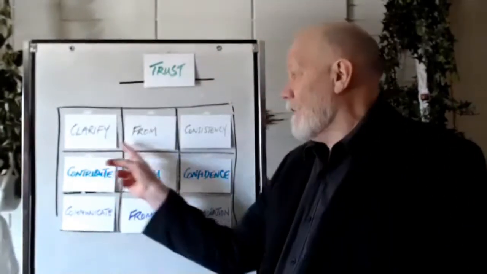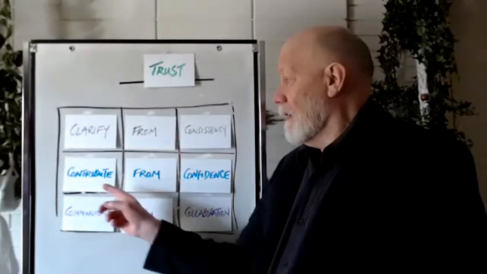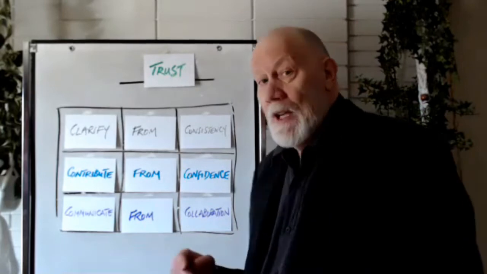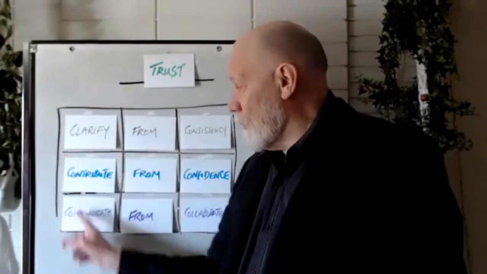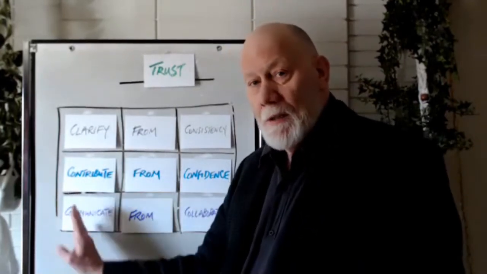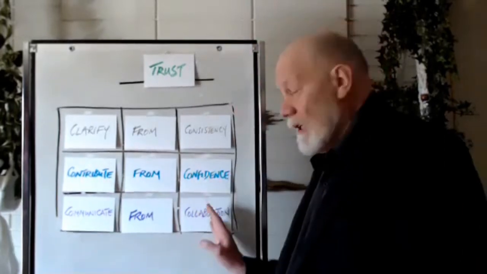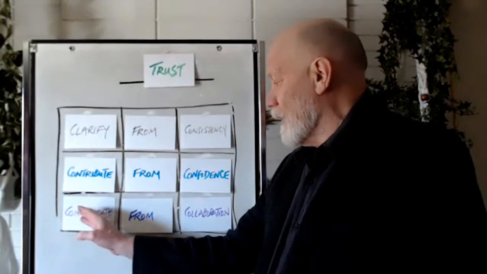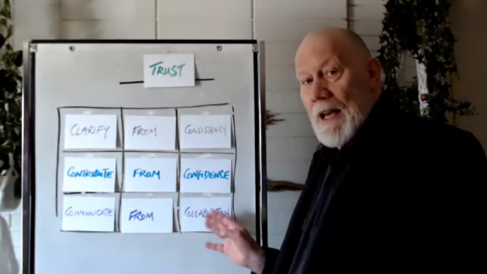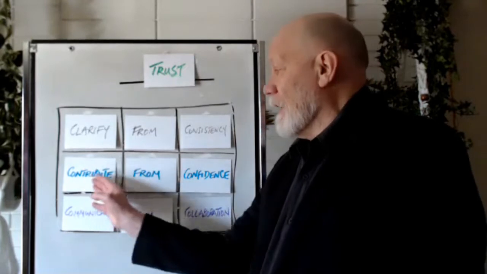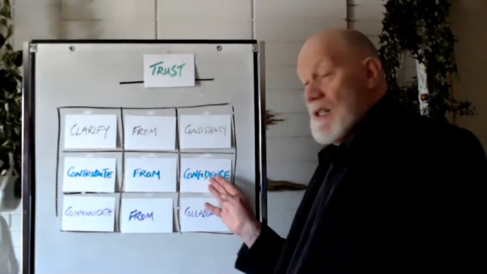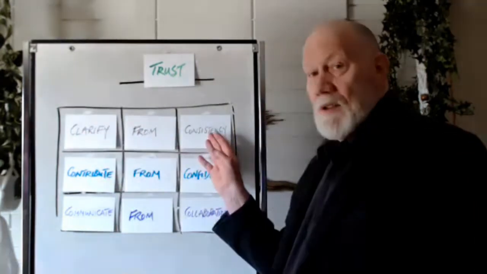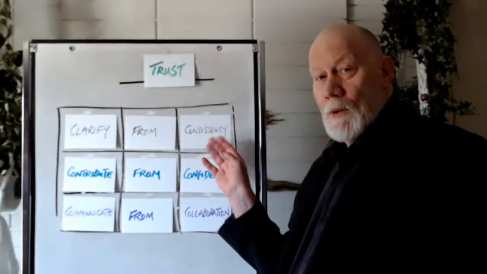It's like: clarify from consistency, contribute from confidence, communicate from collaboration. So there's an important action verb here, and there's a particular outcome here. In other words, I need to take action to communicate that will have an outcome of collaboration. I'm going to contribute in some way that comes from a place of confidence. I'm going to clarify so that there's consistency in what's unfolding.